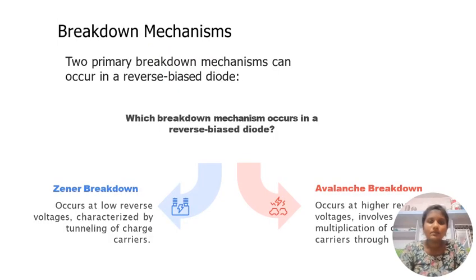Breakdown mechanism. Two primary breakdown mechanisms can occur in a reverse bias diode. Which breakdown mechanism occurs in a reverse bias diode? Zener breakdown occurs at low reverse voltages and involves tunneling of charge carriers. Avalanche breakdown occurs at higher reverse voltages and involves multiplication of charge carriers through collisions.